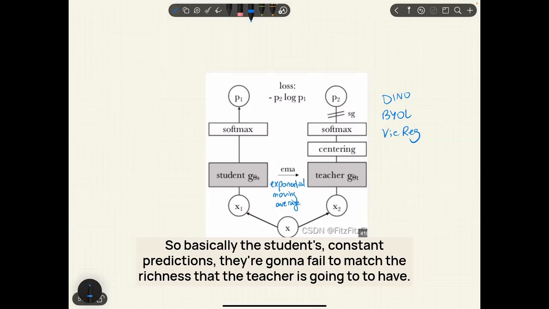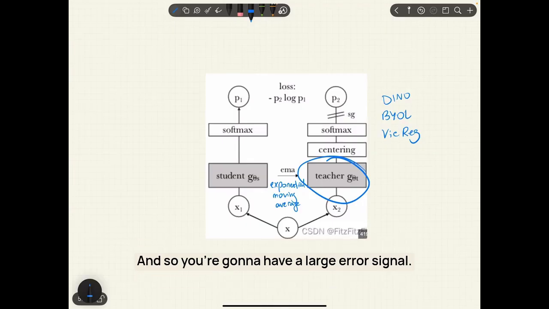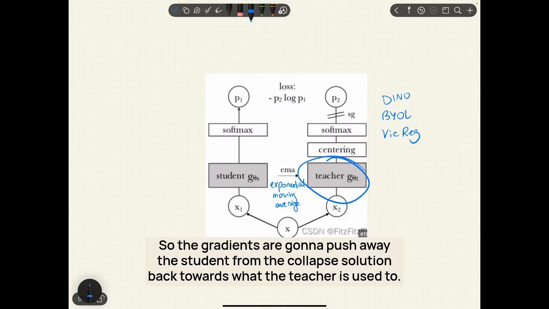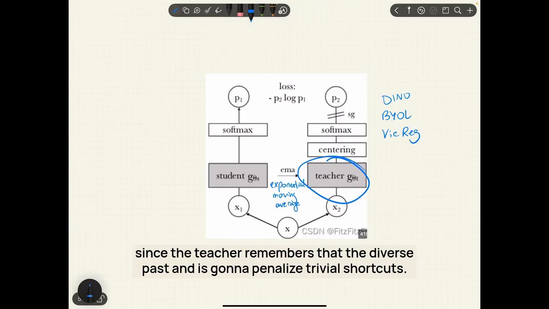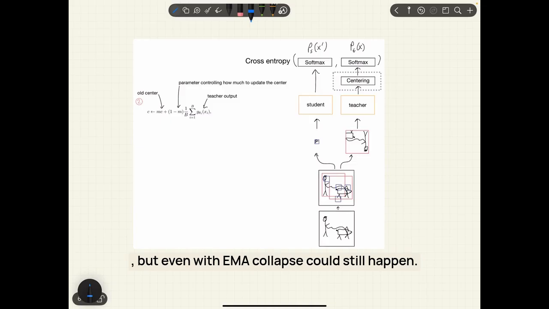So basically the student's constant predictions are going to fail to match the richness that the teacher has, and so you're going to have a large error signal. The gradients are going to push the student away from the collapse solution back towards what the teacher is used to. EMA is a form of collapse prevention, since the teacher remembers the diverse past and is going to penalize trivial shortcuts. But even with EMA, collapse could still happen, so these methods add entropy regularization.